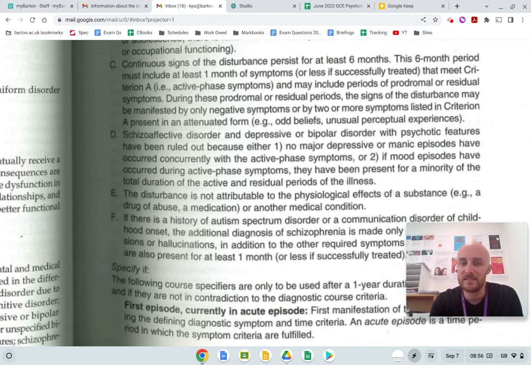The problem as well is schizophrenia is not the only schizoid type disorder. It's the most common one. It's the most popular one, if you will. But let's have a look at criteria D. Schizoaffective disorder and depressive or bipolar disorder with psychotic features have been ruled out, either because there are no major depressive episodes that have occurred alongside it, or a mood episode. Basically, you have to be able to distinguish between schizoaffective disorder, depression, and schizophrenia. And that's very difficult because the symptoms are actually quite similar.